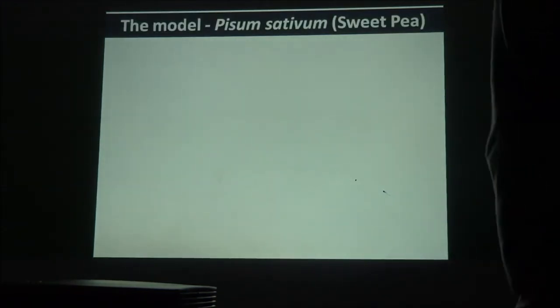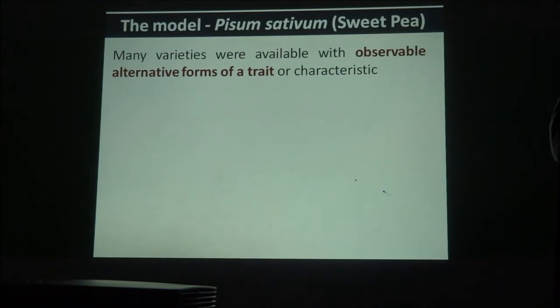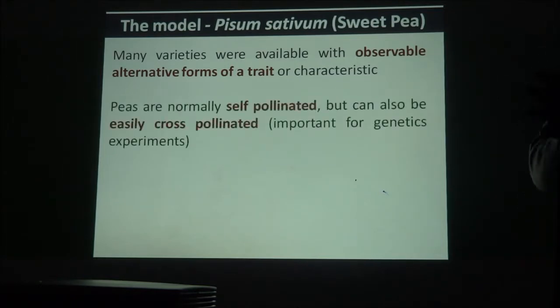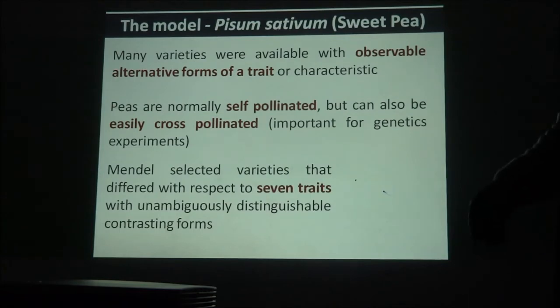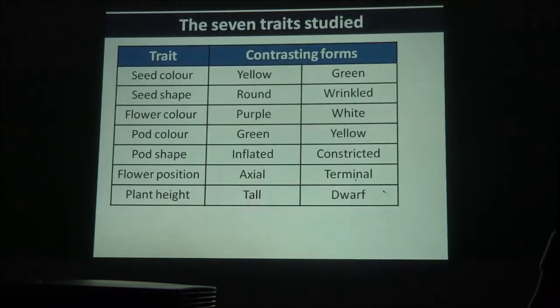The model that Mendel chose was Pisum sativum, and there are several reasons for it. There were several observable alternative forms for the trait, which we'll see in the next slide. The plant is self-pollinated, but it can also be cross-pollinated, which is important for experimentation. And it has 7 traits which differ very clearly from each other and could be utilized. These are the 7 traits.